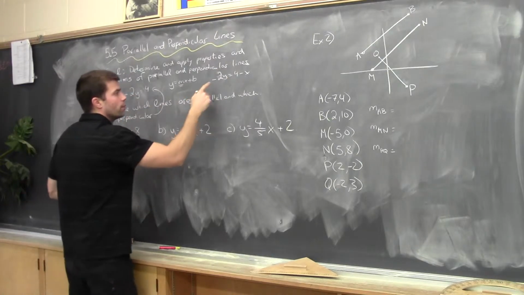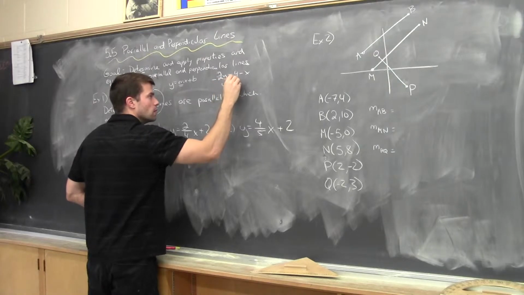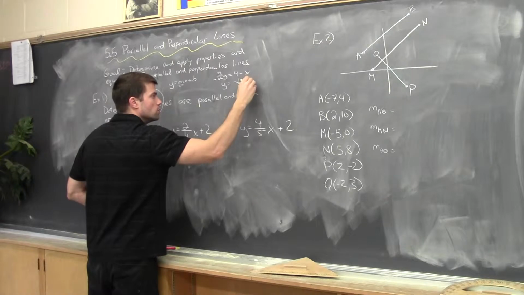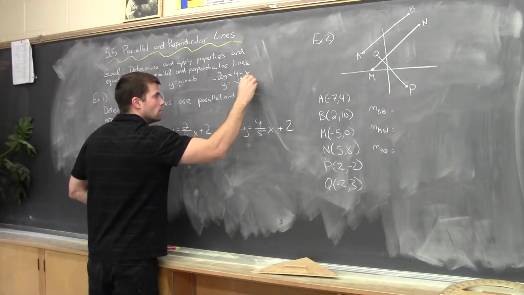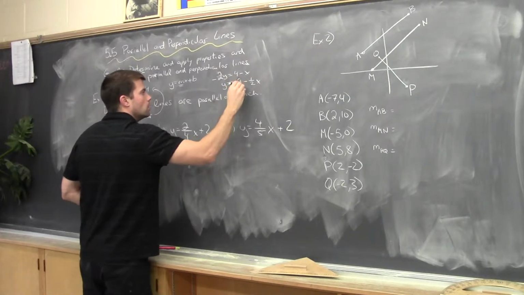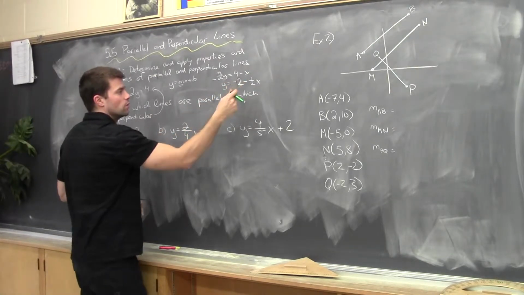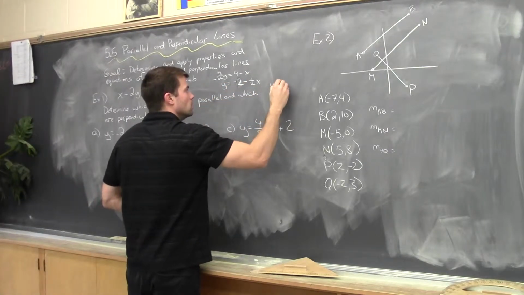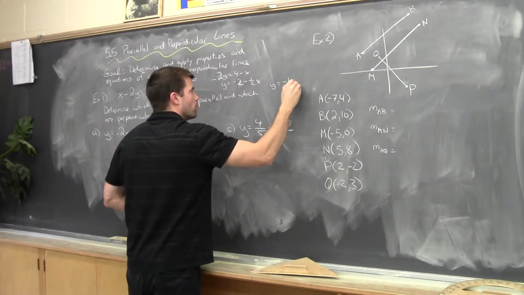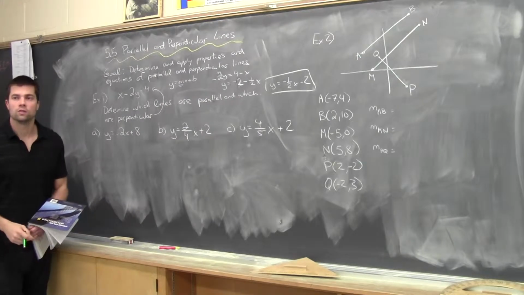Now solving for y, I'm going to divide everything by negative 2, so that will give me y is equal to negative 1/2 minus 1 over 2. Okay, and now just to rearrange these two numbers so it looks proper. That's our equation.